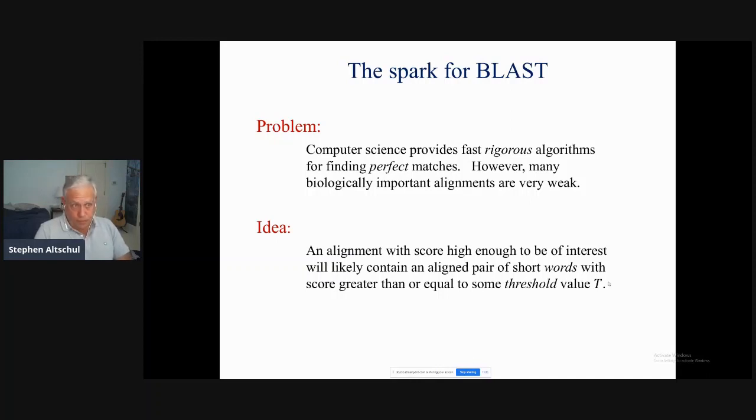The basic idea is that computer science provides very, very fast, rigorous algorithms for finding perfect matches, basically by indexing things and looking them up. That's why you can search the whole web on Google in a fraction of a second. The problem, certainly with protein sequences, is that frequently significant similarities between two proteins may not share more than two identical letters in a row. But the idea was that maybe anything strong enough to be of biological significance would contain short words that could be matched and found quickly, and would be a hook to find those alignments.